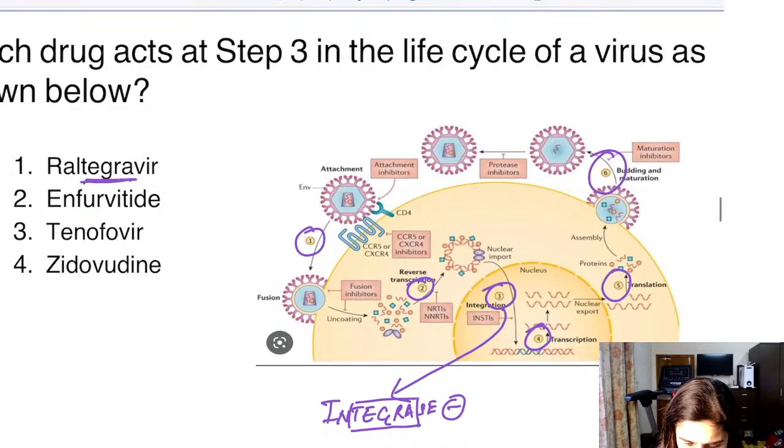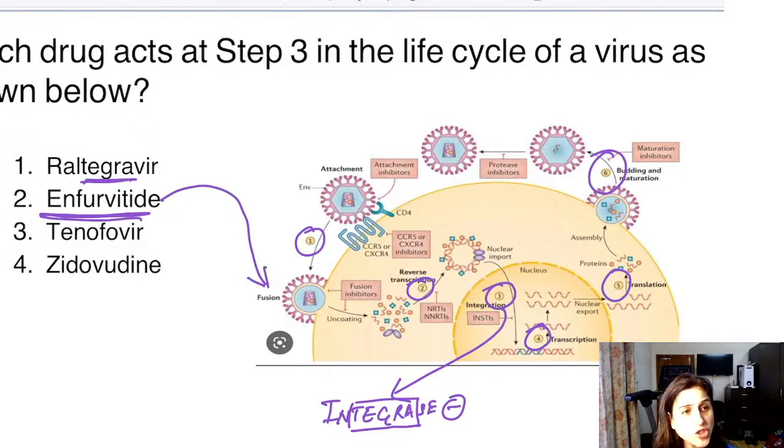So let's do here, enfuvirtide acts at which step here? Can you tell me what enfuvirtide does? Because any drug can be asked, all the sites are important here. So they can ask you any drug, and same diagram में कोई और group drug डाल देंगे, and they will ask you to comment. Enfuvirtide acts at the fusion. It is a fusion inhibitor.